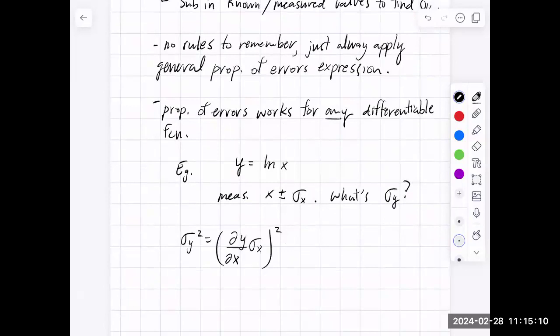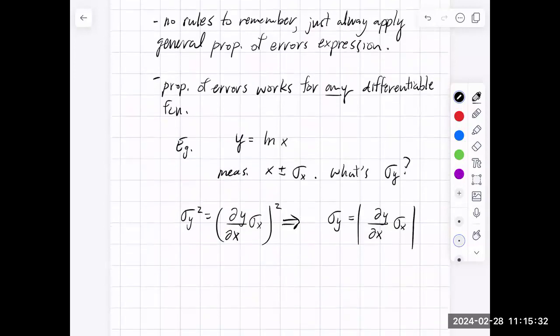Okay, for a function of one variable, I think we talked about this. I think a question was asked last time. We could just take the square root of both sides, and for functions of single variables, we could say sigma y is the derivative of y with respect to x times sigma x, and then just take the absolute value of everything.